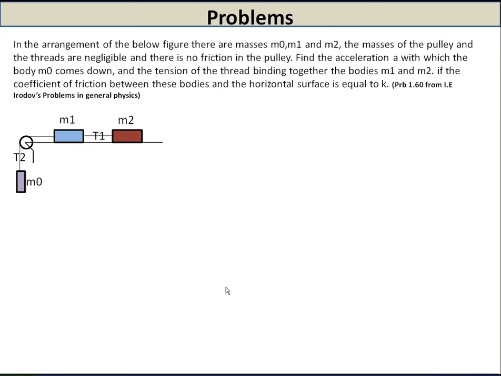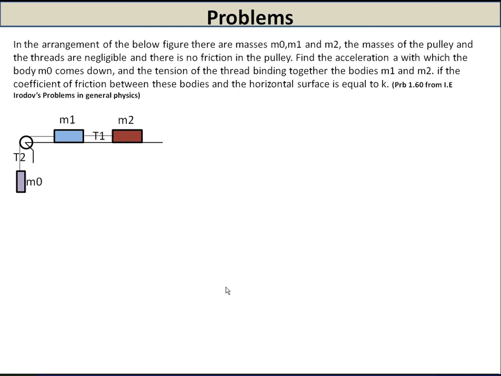I have taken this problem from I. E. Irodov's problems in general physics. So let me quickly run through the problem. In the arrangement of the below figure, there are masses m0, m1 and m2. The masses of the pulley and the threads are negligible and there is no friction in the pulley.